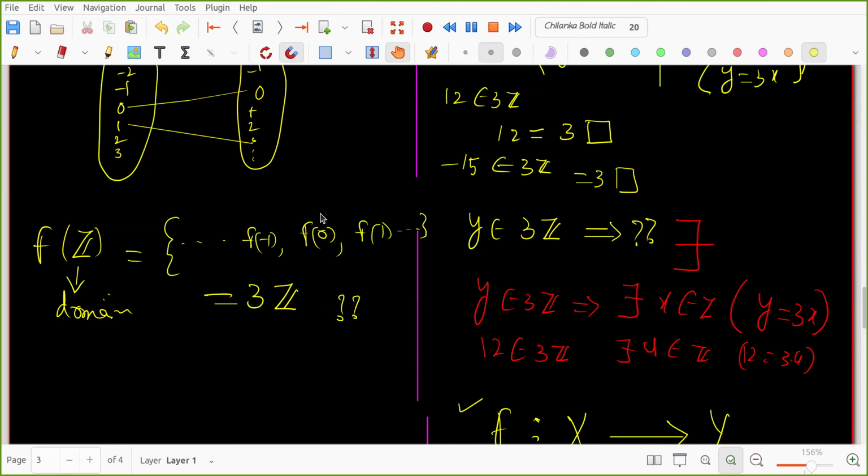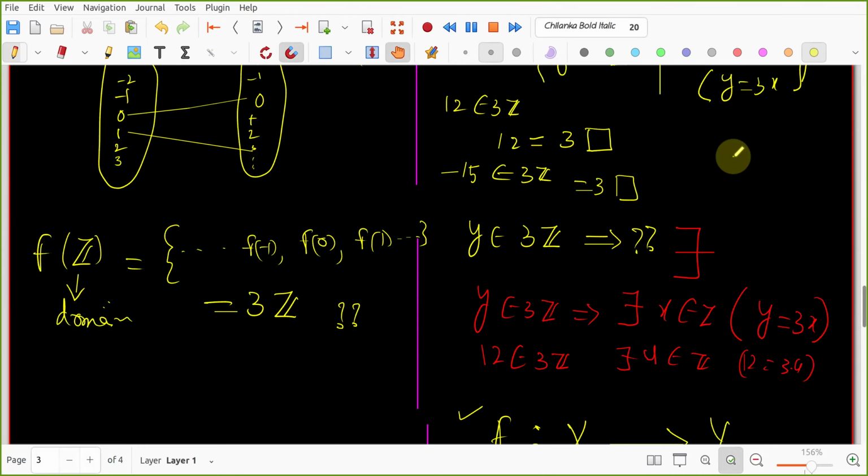See, that's what I'm saying. What do you mean by y belongs to 3Z? Tell me just this: what is the meaning of y belongs to 3Z? It is a multiple of 3, it is an integer but it should be a multiple of 3. So how will you write that y belongs to 3Z?